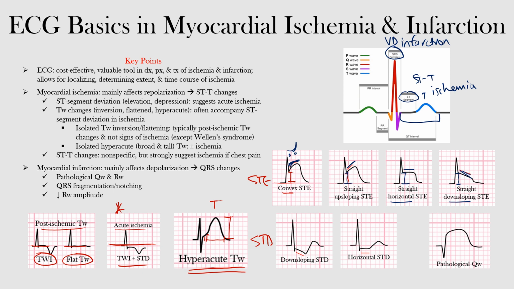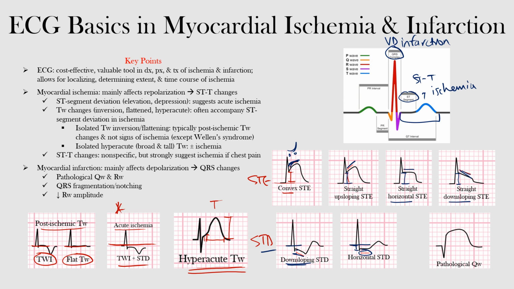Okay, now in terms of the ST depression, we can again have different morphologies where we can have downsloping. So again, below our baseline, so we have ST depression, and now it's going down. We can have ST depression that's horizontal in nature. So here's our baseline. You can see that it's below our baseline, okay? And we have a horizontal ST segment there.